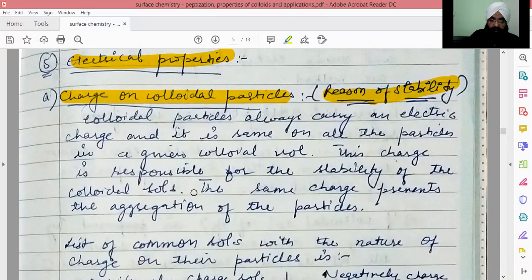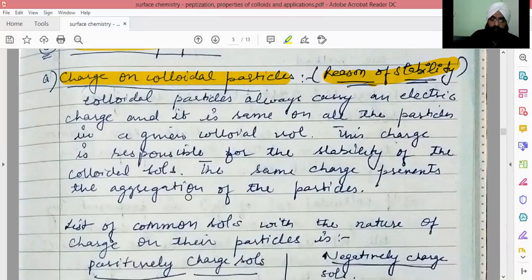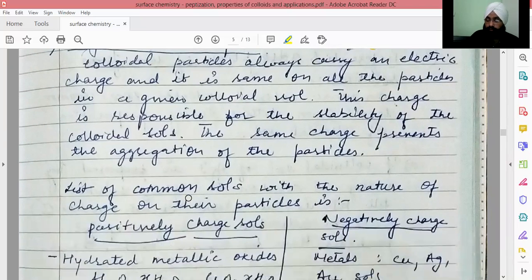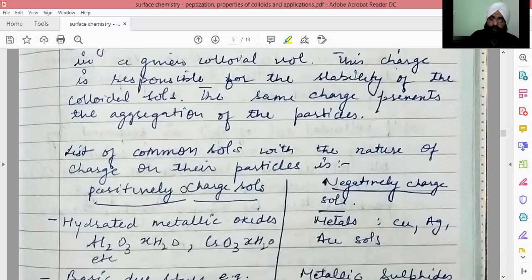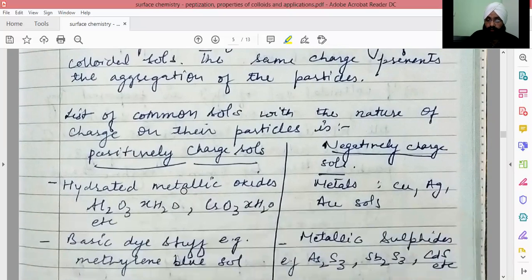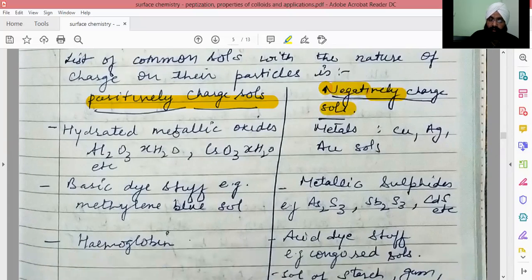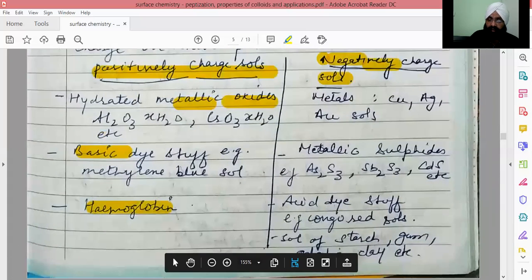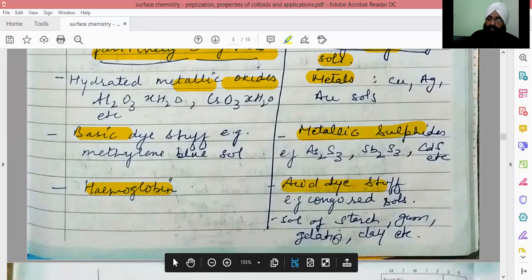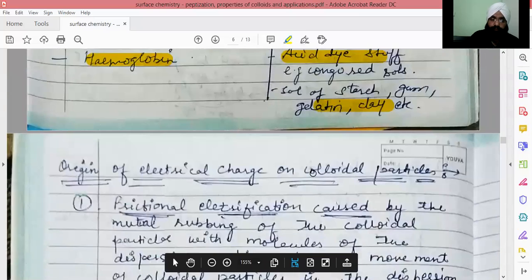Now, colloidal particles always carry the electric charge on them. So they all contain the same charge. Due to that, they have some electrostatic repulsions. Those repulsions are responsible for the stability. So generally, the sols are of two types: negatively and positively charged sols. The positively charged sols are hydrated metal oxide sols, basic dyestuffs, hemoglobin, whereas negatively charged are metal sulfides, metal sols, acid dyestuff sols, sols of starch, gum, gelatin, all are negative in nature.